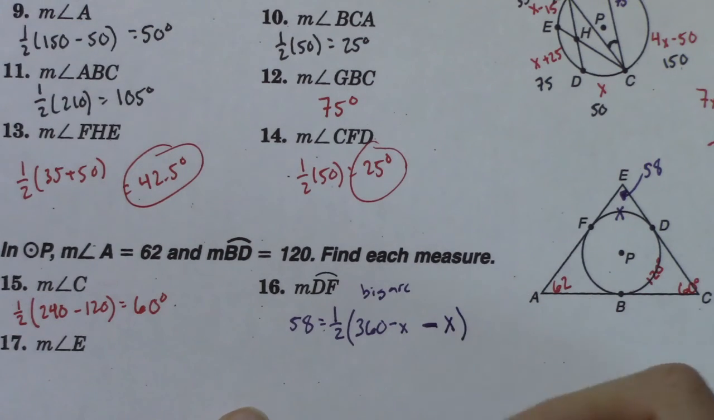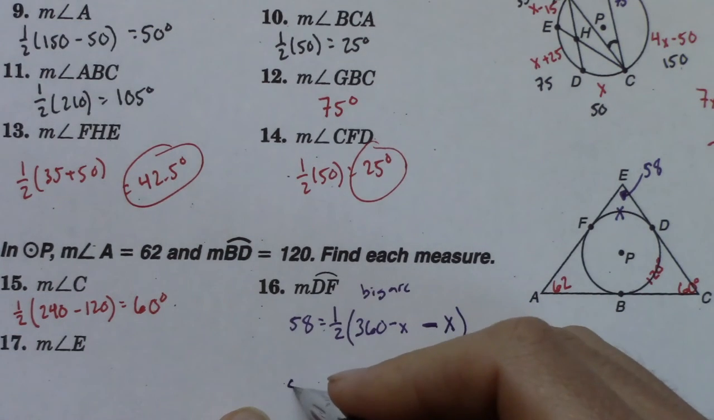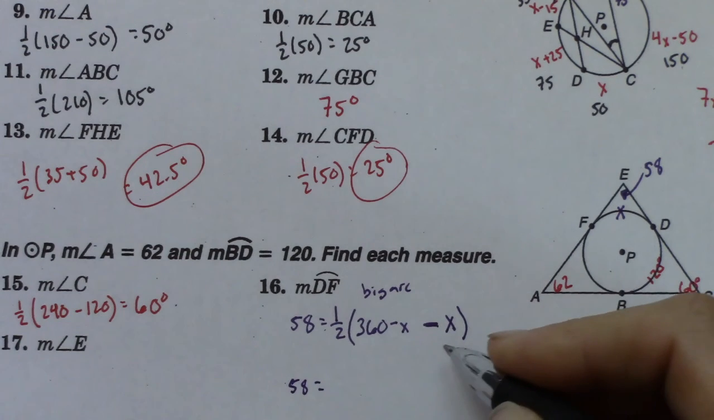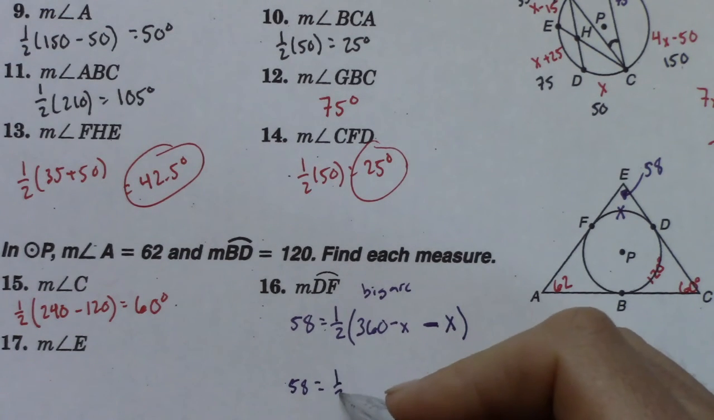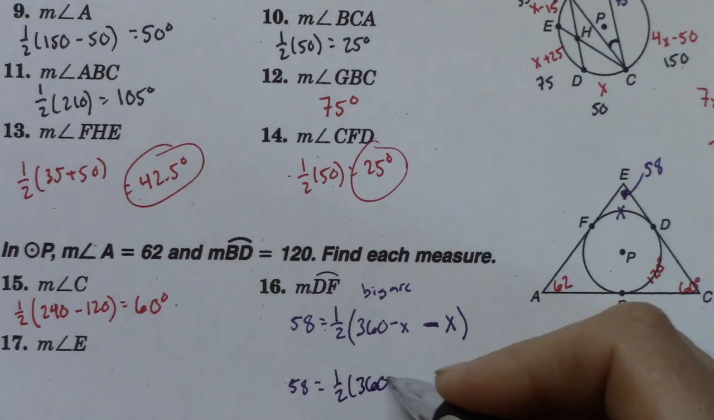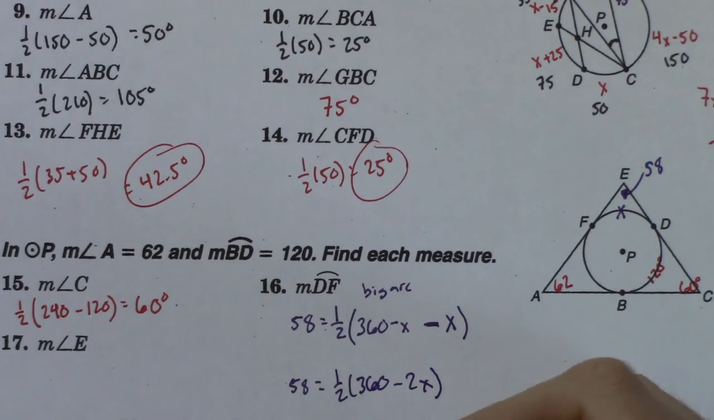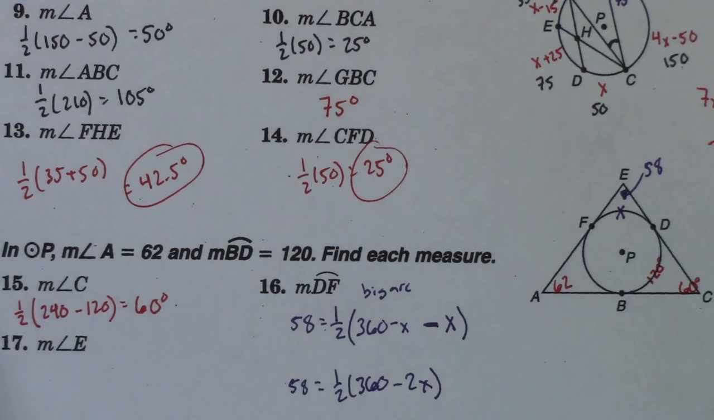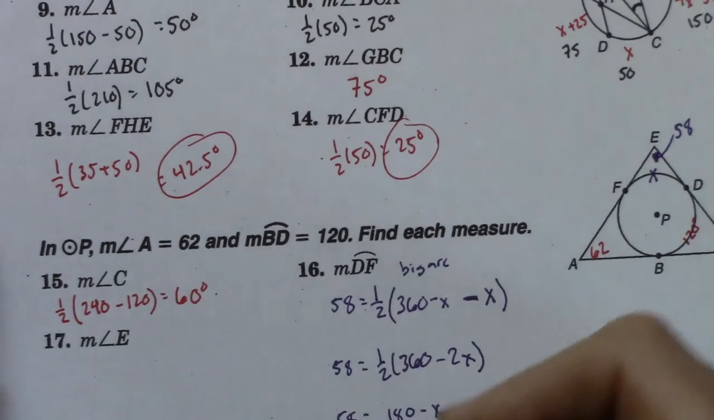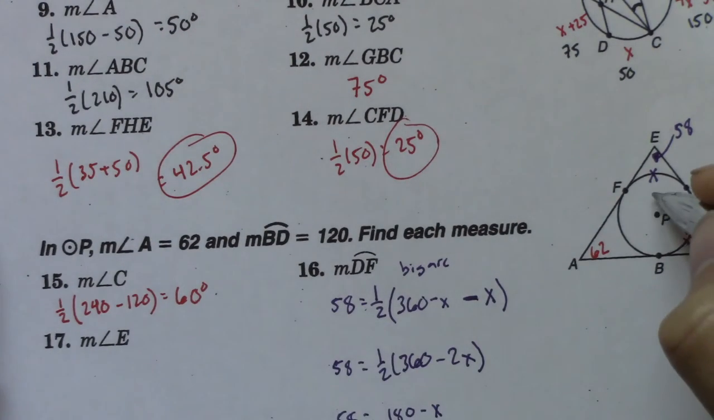I'm going to leave that for a second. So I've got 58 is equal to 1/2 of 360 minus 2x. Distribute the 1/2. I get 58 is equal to 180 minus x. I'm going to add x and subtract 58. So I get x is equal to 180 minus 58, which is 122 degrees. So I now know what DF is. It is 122.